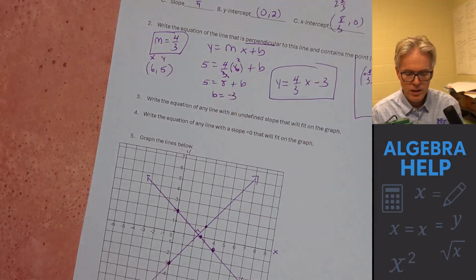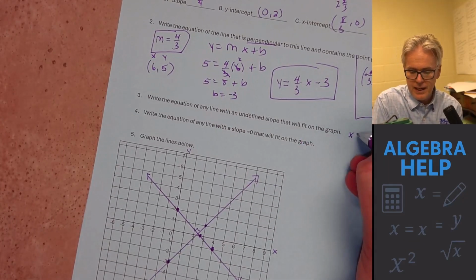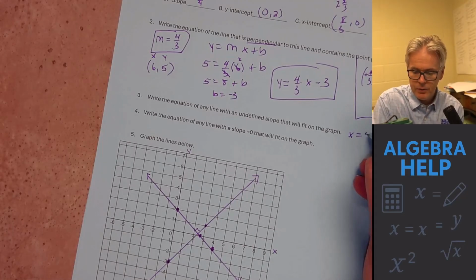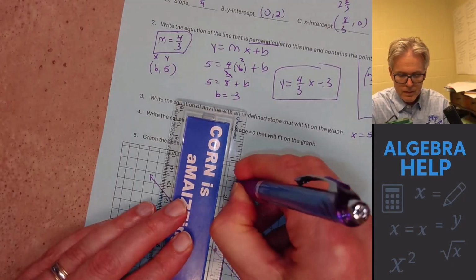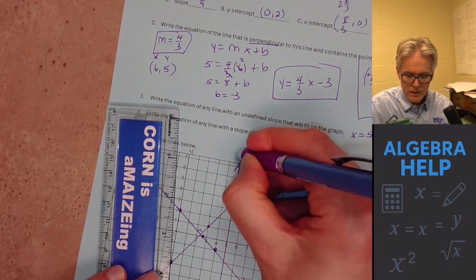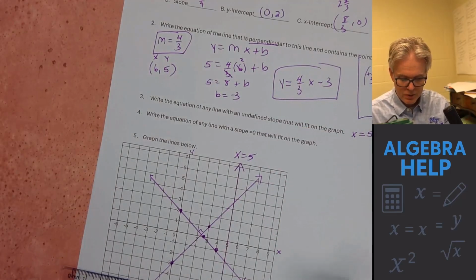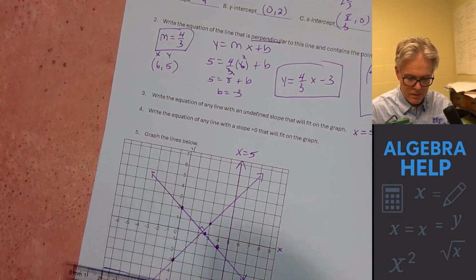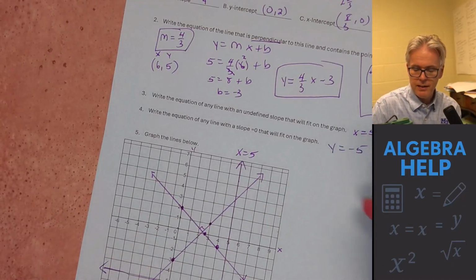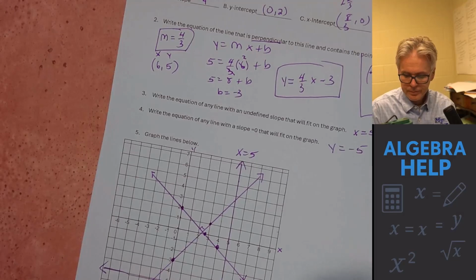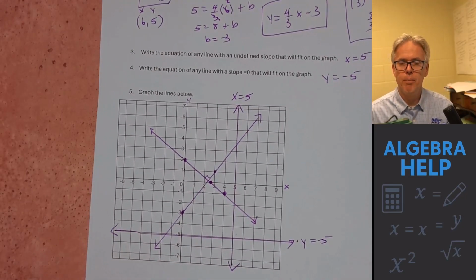Okay, write the equation of any line with an undefined slope. So undefined slope is going to be x equals, I don't know, how about x equals 5? Undefined slope. Nice vertical line there. X equals 5, and then slope of 0. Well, how about we say y equals negative 5? Y equals negative 5. Horizontal line. Okay, hope that helps.